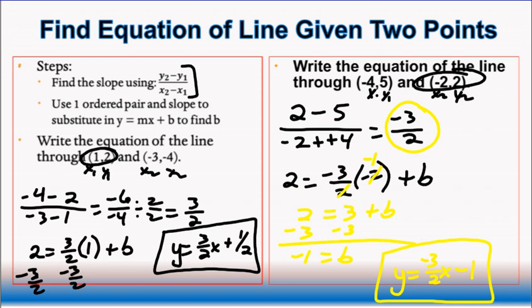So just using the slope formula to find our slope, use one of the points to find our b to write our new equation. So that is our lesson today on percent change of dimensions and writing an equation of a line through slope and a point.